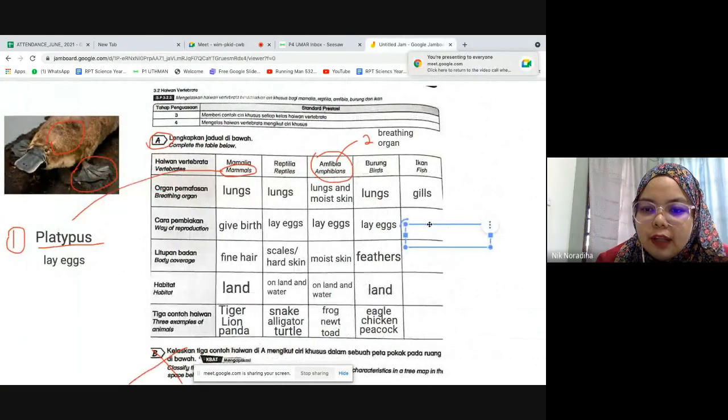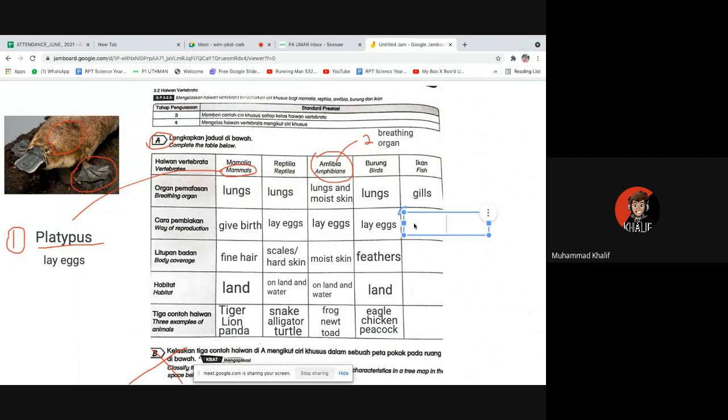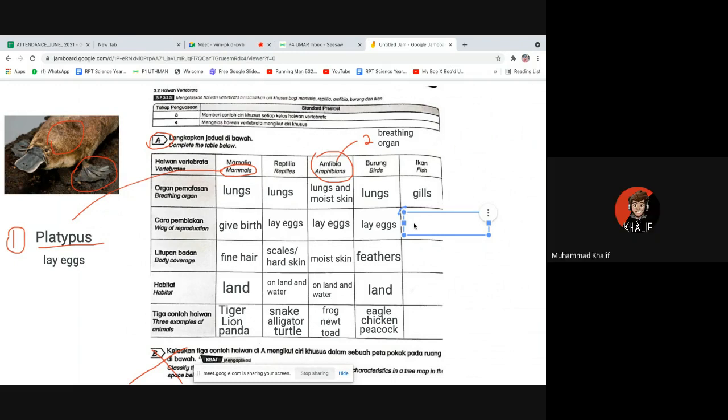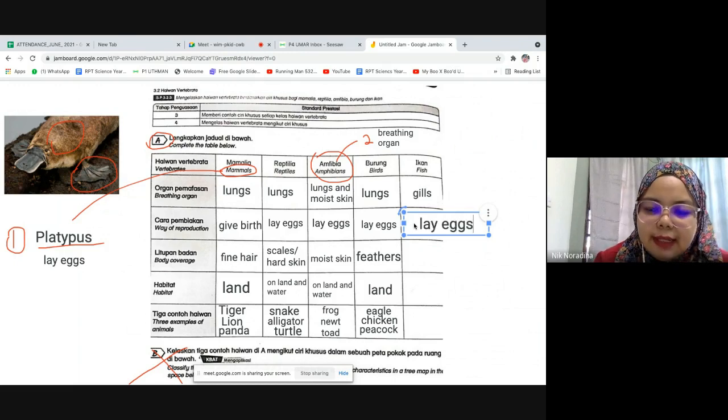Yes. Okay, Khalif, how do fish reproduce? Lay eggs or give birth? Fish, sayang. How do fish reproduce? Lay eggs or give birth? Lay eggs. Yes, well done, Khalif. Thank you. Correct. Lay eggs.